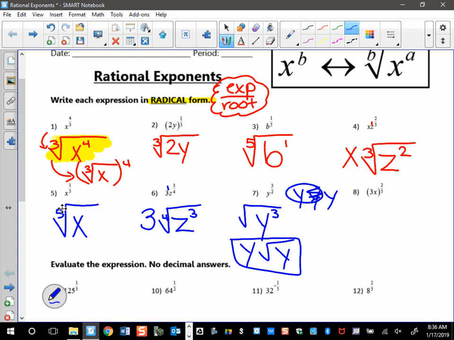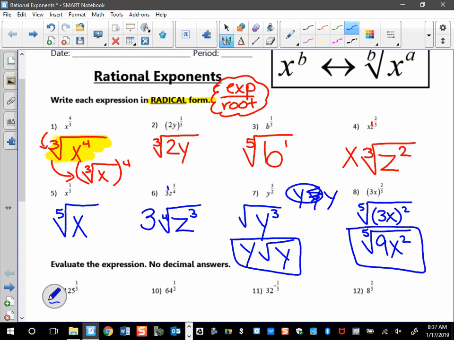Okay, for the next one, what type of root is it? It's a 5th root. 3x squared. Make sure you keep it in parentheses. If you don't keep it in parentheses, you're going to forget that that squared goes to both pieces. Can I actually do 3x squared? Yeah. What's 3 squared? 9x squared. 9 will not break into anything in groups of 5, same with x squared. So that would be your final answer. So just like always, with square roots, make sure they are simplified as much as possible.